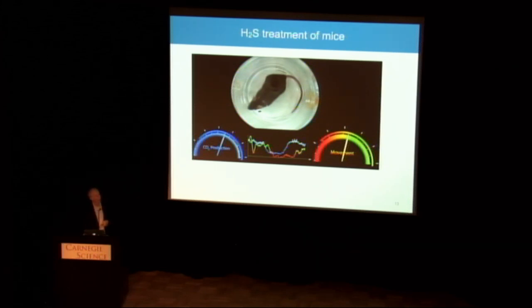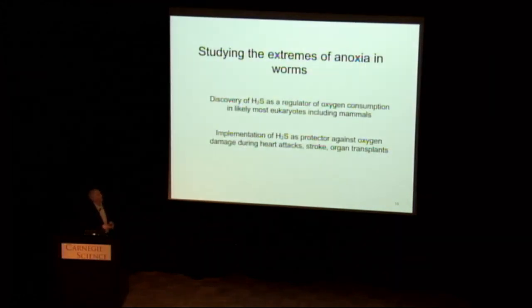Basically, what he's done here is he's converted the mouse to be able to hibernate like a bear, just by putting it in the presence of hydrogen sulfide. So where we come in this particular story was that you started studying worms and how they were in an extreme condition of anoxia, and from there you discovered that H2S is likely a regulator of oxygen consumption in essentially all eukaryotes, including mammals.